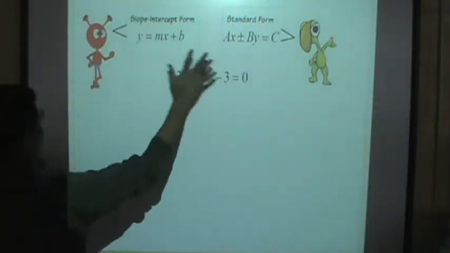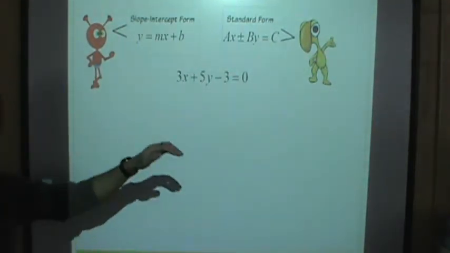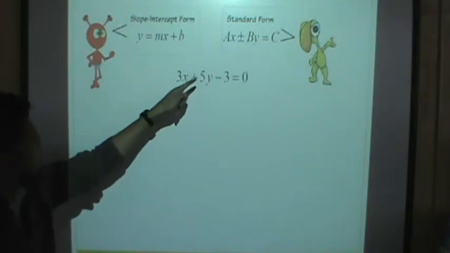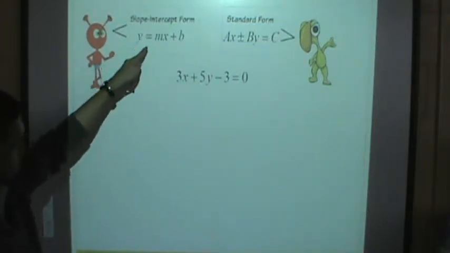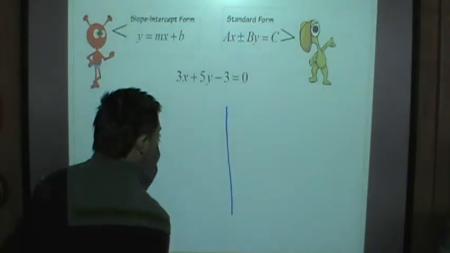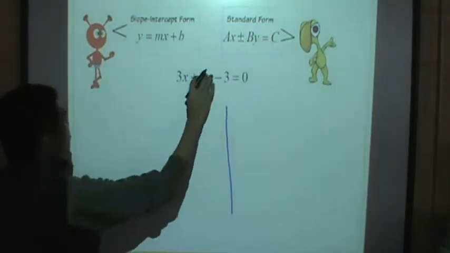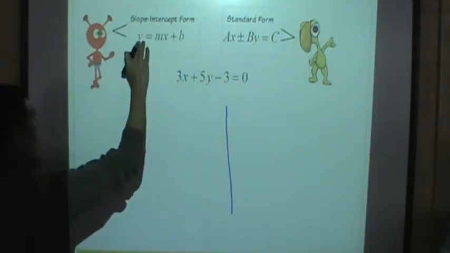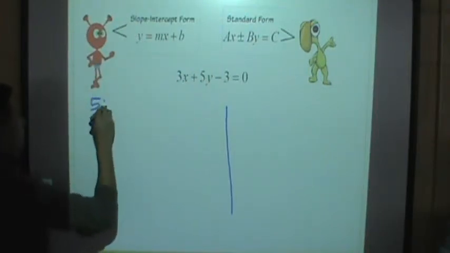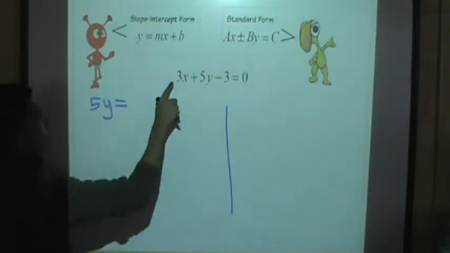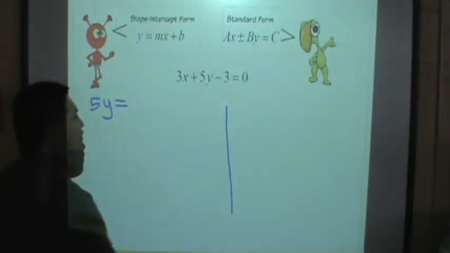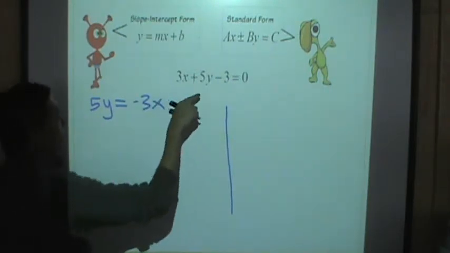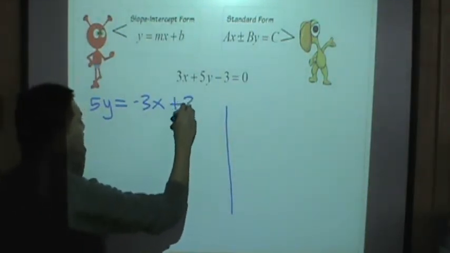Now, how about here? How about if the question is, what is the slope? Slope, that means we need to do that. So, having this equation, I want the slope, that means I need y alone. So I'm just going to copy 5y, and I need that 3x and negative 3 over to the right. 3x over becomes negative. Negative 3 over becomes positive.